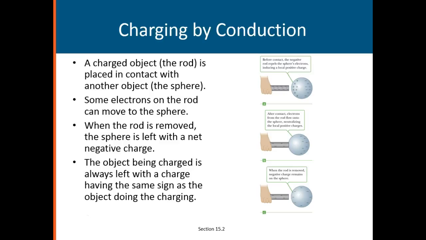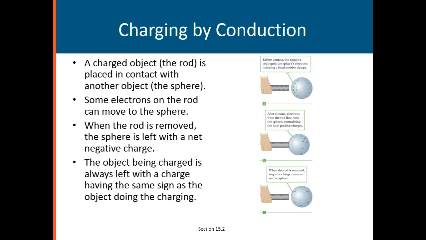When we're talking about creating a charge on something, we can do that several ways. We already talked about rubbing amber with fur. That's one way to do it. But another way is by conduction. So let's say we have a charged object, say this rod here. This rod may be that amber that we rubbed with fur, okay? And it's placed in contact with another object, say the sphere, okay?